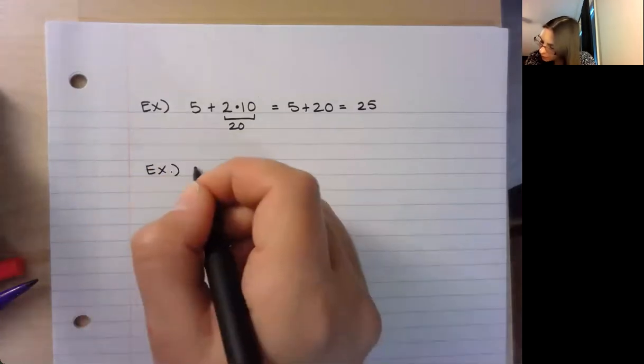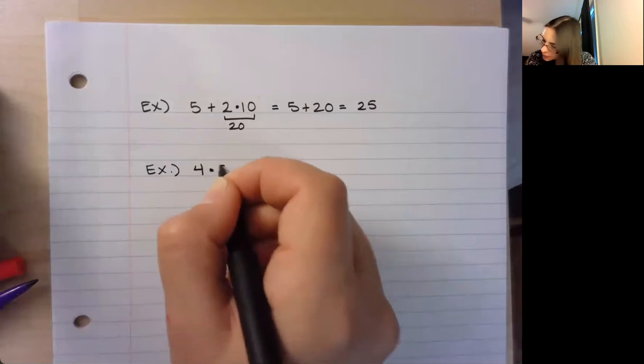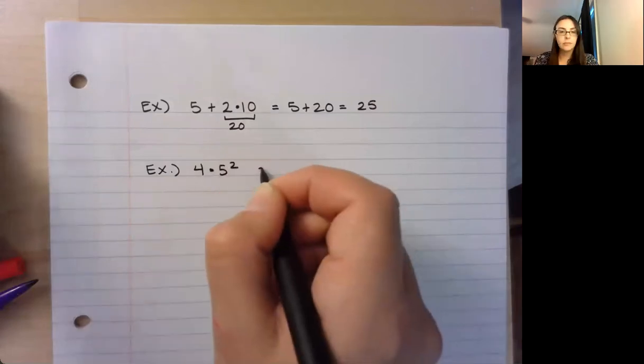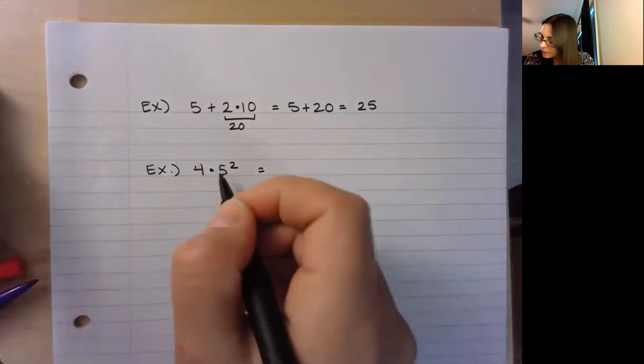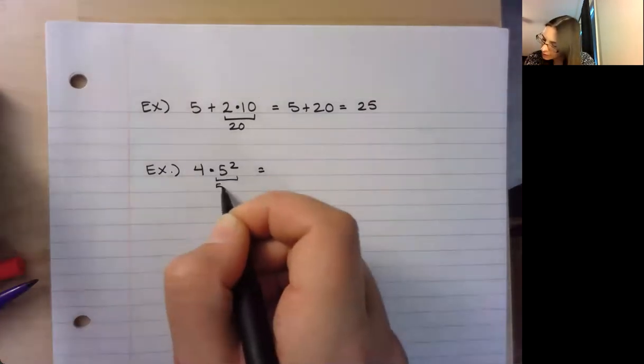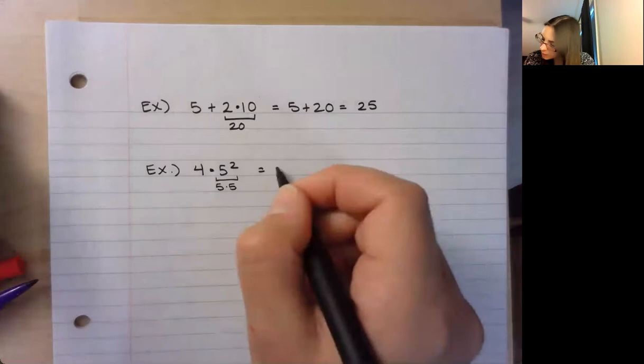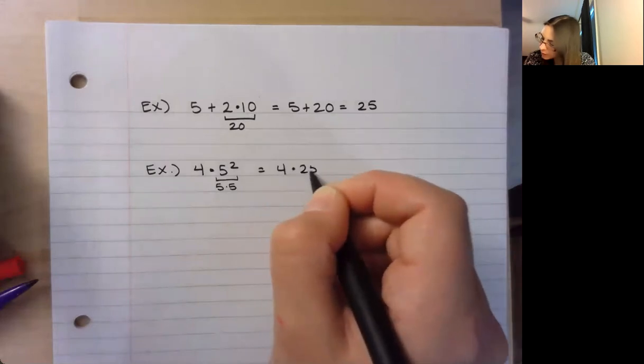Let's see, how about 4 times 5 squared? No grouping symbols yet. I do have exponents though, so I have to do the exponent first here. I do 5 squared, which means 5 times 5, which is 25. Becomes 4 times 25, which is 100.